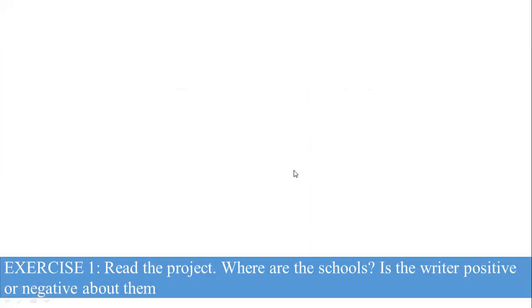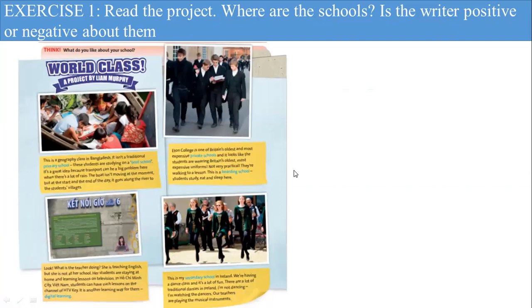Now, I'd like you to pay attention to the test. Read the test in silence and answer. Where are the schools? Write either positive or negative about them. Now you have 3 minutes to read the test, then answer the 2 questions for each school. Now let's start.